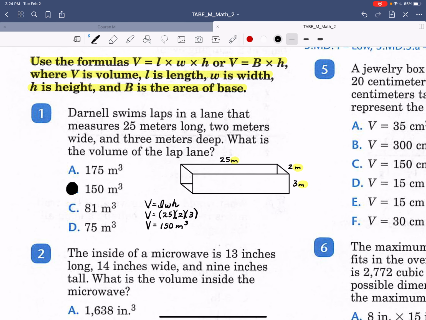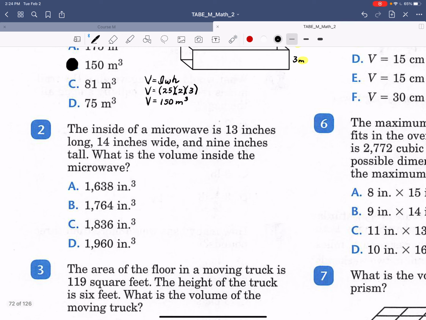Okay, so number 2, the inside of a microwave is 13 inches long, 14 inches wide, and 9 inches tall. What is the volume inside the microwave? Okay, on this one, I'm not going to draw the microwave. I'm going to draw what I call a variable box, where you put your variables that are part of your formula.